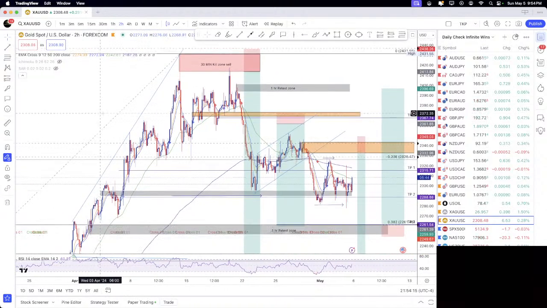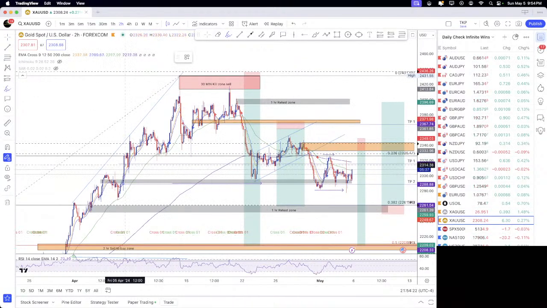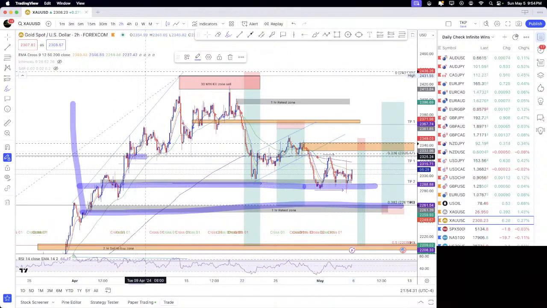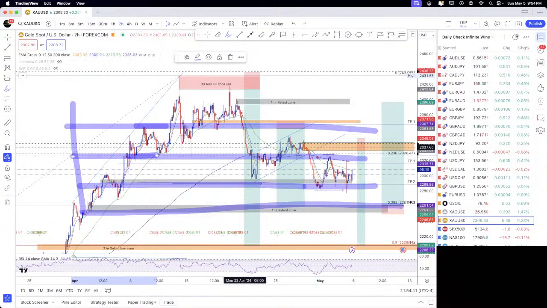Now I want you to think of that drawing that I just made, and let's look at this right here. All right, that's a floor. Look at that. Look at how many times price rejected right there. That's a floor. That's a floor. Damn, the floors didn't go all the way to the walls, but whatever. Just pay attention to what I'm saying.